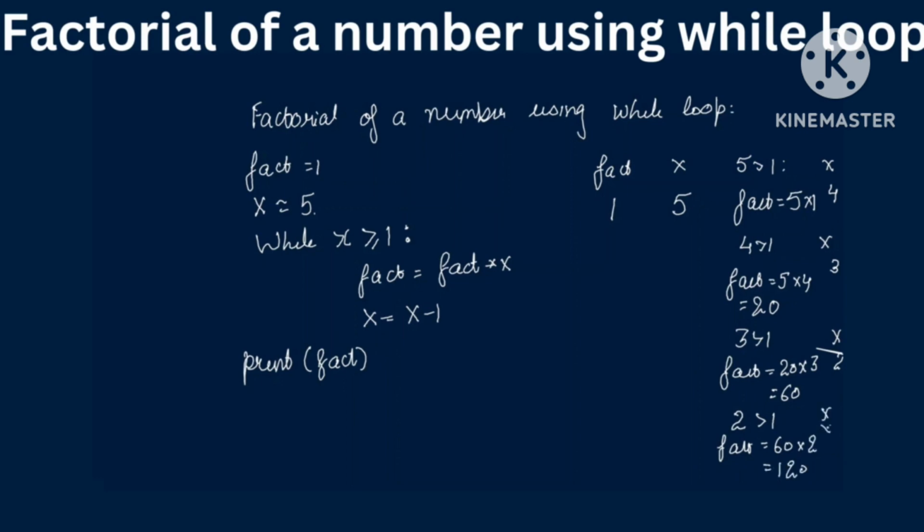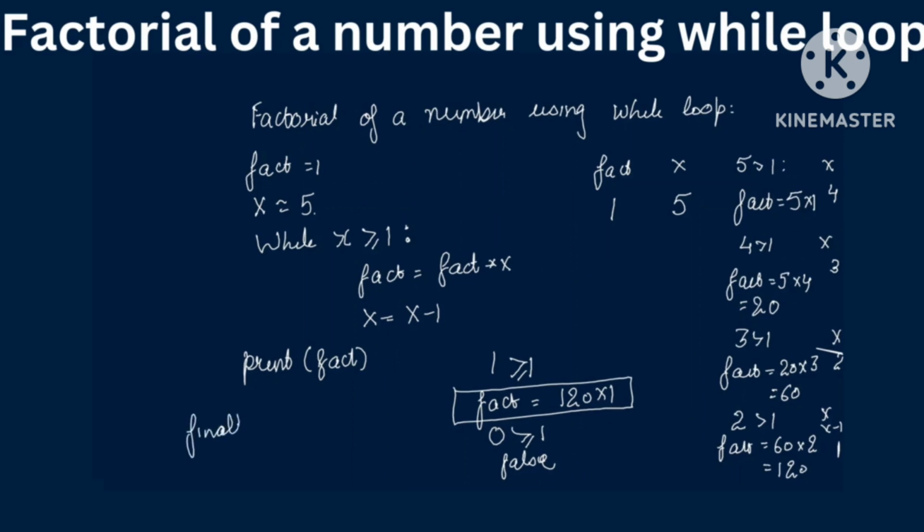That means 2 minus 1 is 1. 1 greater than equal to 1, true. So again fact is equal to fact into x. Fact is equal to 120 multiply 1, that means 120. Next is 1 minus 1, 0. 0 greater than equal to 1, false. So this condition becomes false. Finally we got the answer in factorial as 120. I hope the concept of the factorial is clear using both for loop and while loop.